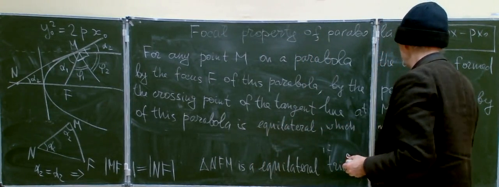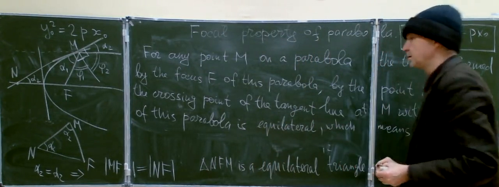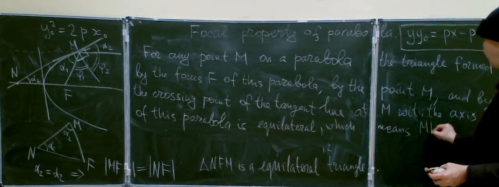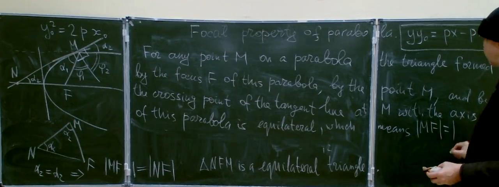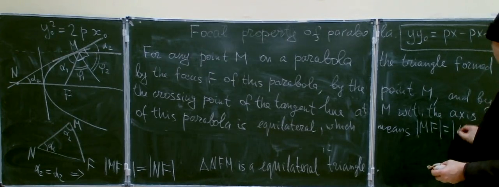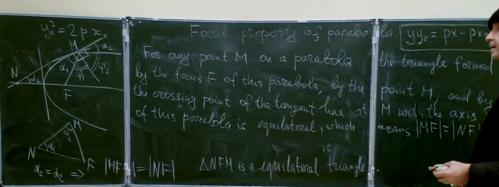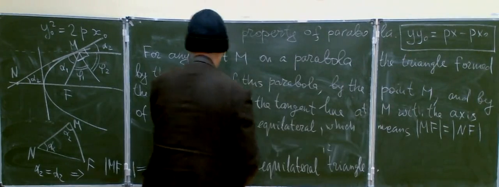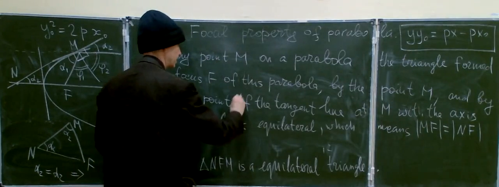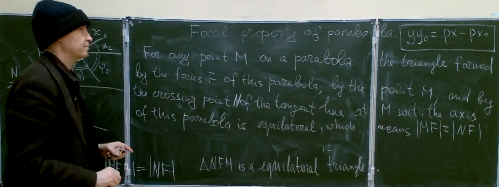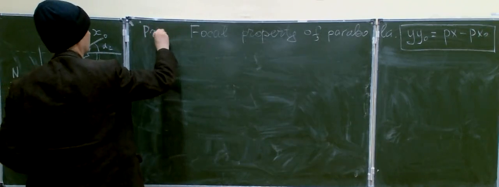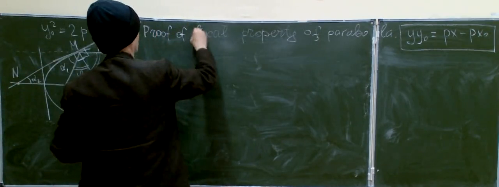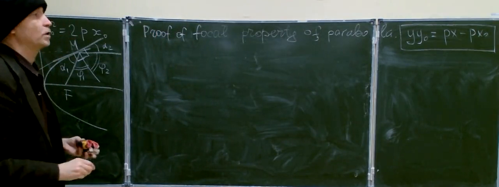Which means MF is equal to NF. Well, here let me denote this crossing point. So this is the point N. Proof of focal property of parabola.